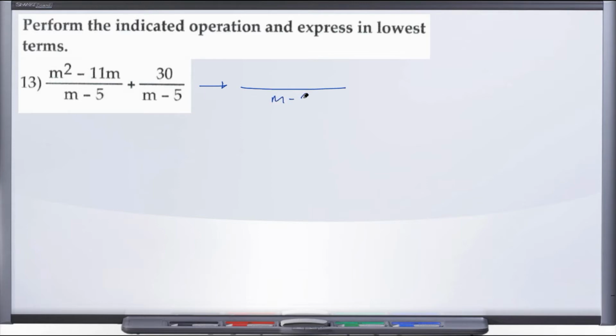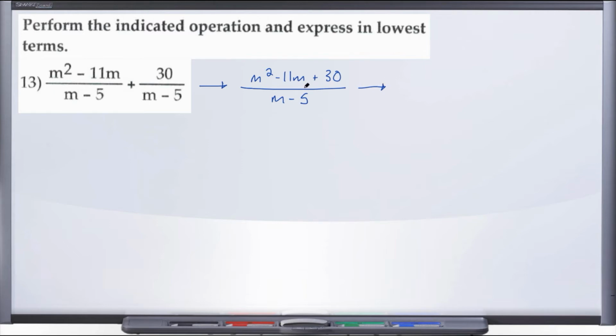So m minus 5. And since we just moved the common denominator over, that gives us permission now to perform the indicated operation with our numerator. So we have m squared minus 11m plus 30. All right. Well, you might be tempted to stop there, but you don't want to, because in this case, it's a good idea to go ahead and factor the numerator just in case one of the factors from our numerator cancels with the denominator. So let's go ahead and do that.